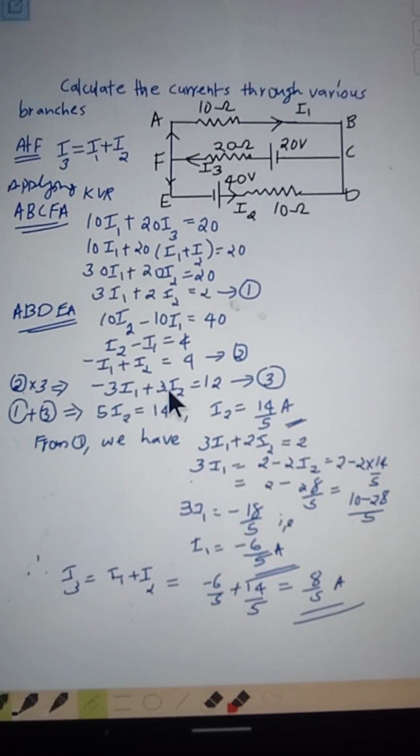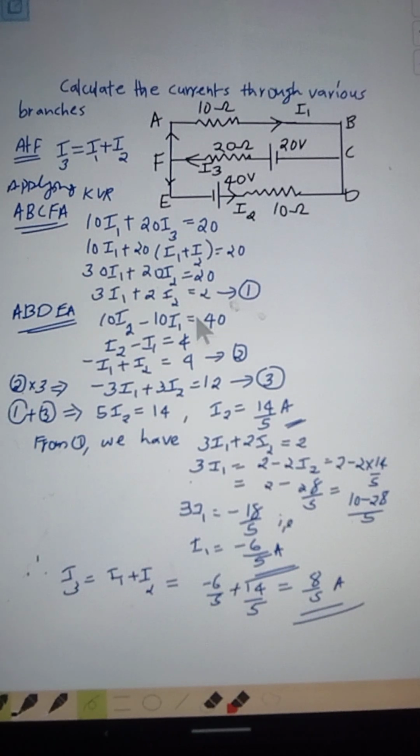2 I2 plus 3 I2, that is 5 I2. 2 plus 12, that is 14. So 5 I2 is 14, I2 is 14 by 5. Now substituting the value of I2 in any of the above equations, suppose we substitute it in the first equation itself.